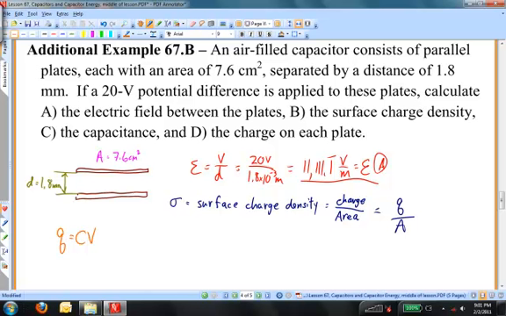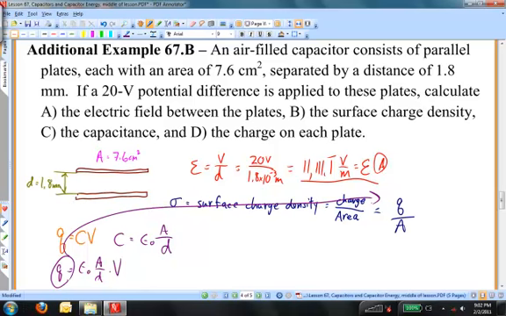I have to look at what the capacitance is. The capacitance is given by epsilon naught A divided by the plate separation. So I can say Q is going to be epsilon naught A over D times V. Let me take that and plug that into my surface charge density equation, and let's see what comes out. It looks like my plate areas are going to divide out, and so I'm going to have that sigma is equal to epsilon naught V divided by D. And I know all those numbers, so let's put them in and solve for them.